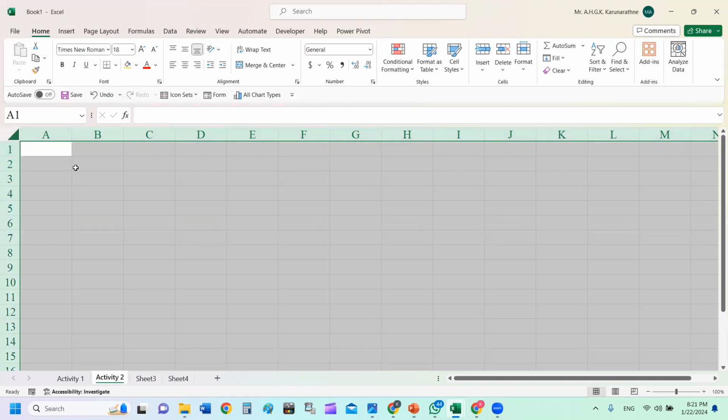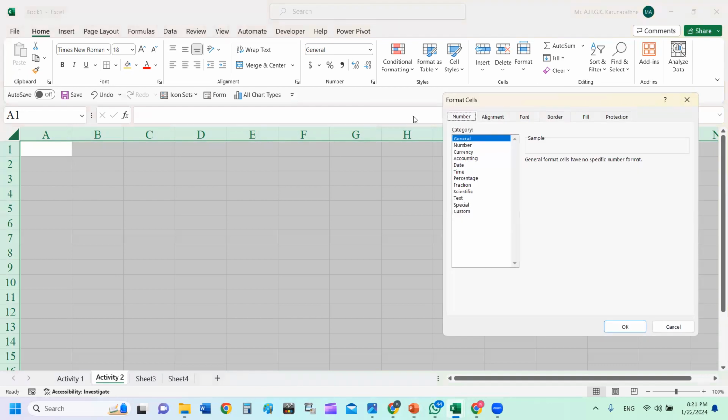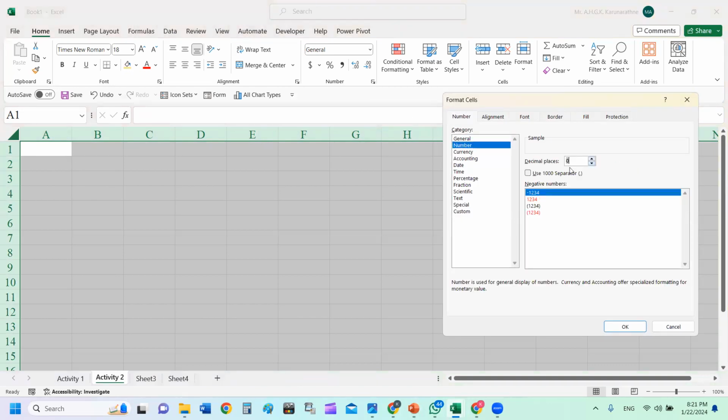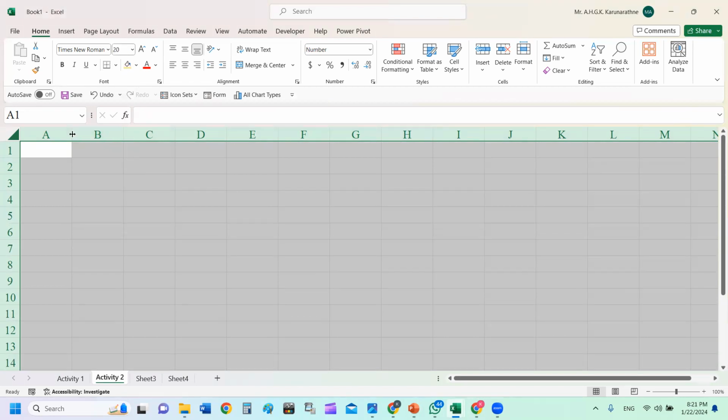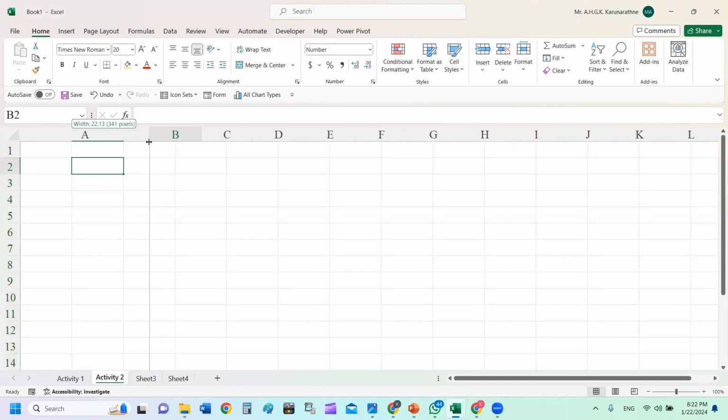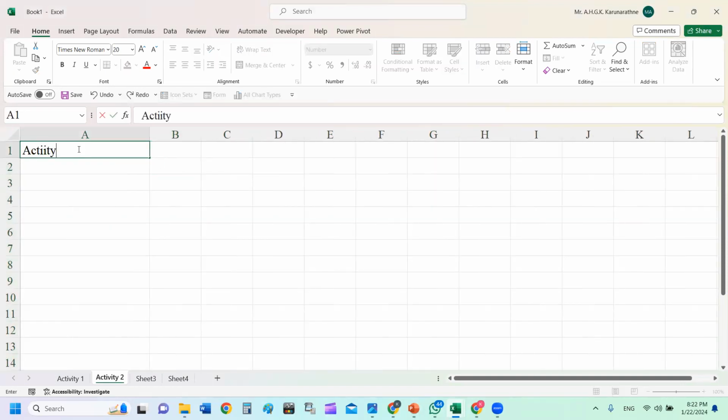Select the whole table by clicking this corner, press control 1 and go to number, remove the decimals, use the thousand separator, and show minus figures in brackets. I increase my font size to 18 or 20, so it's more visible to you. That's it. Then I say here activity 2. Let's first identify the inputs and use a color for that. For input variables, I prefer yellow.